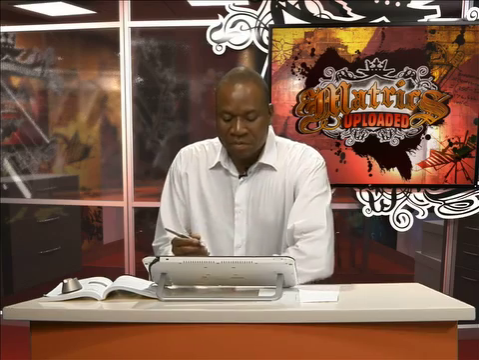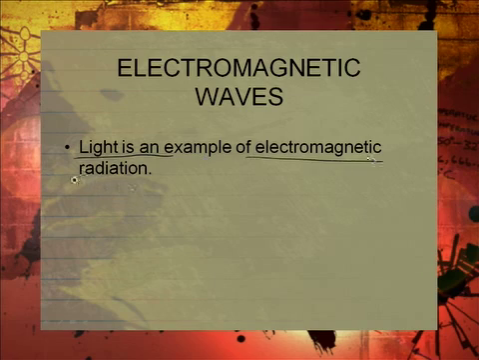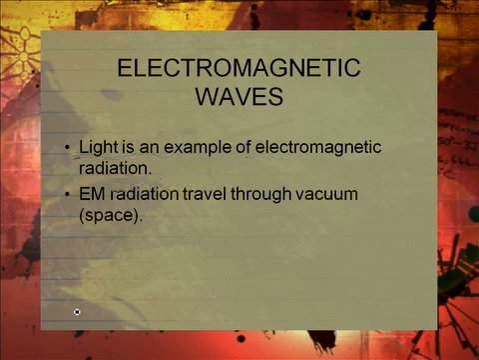Right, welcome back. We're continuing talking about electromagnetic waves. Just now we were talking about the magnetic field created by a current carrying conductor. Remember, we said that electromagnetic radiation is formed when an accelerated charge, an accelerated electric particle, moves. Now, light is an example of an electromagnetic radiation, like I said earlier on.